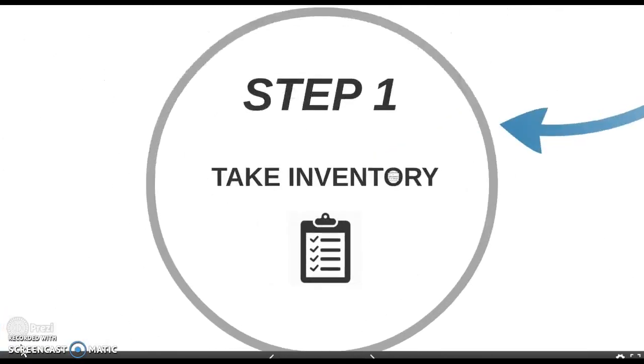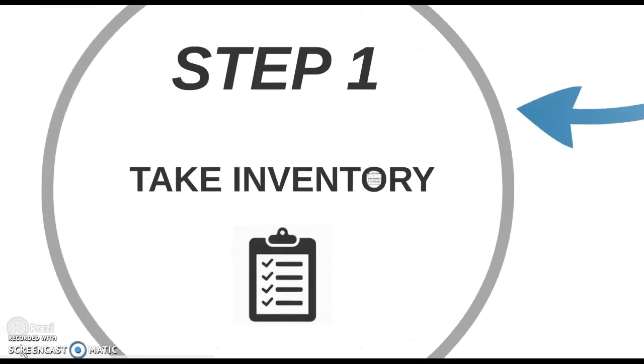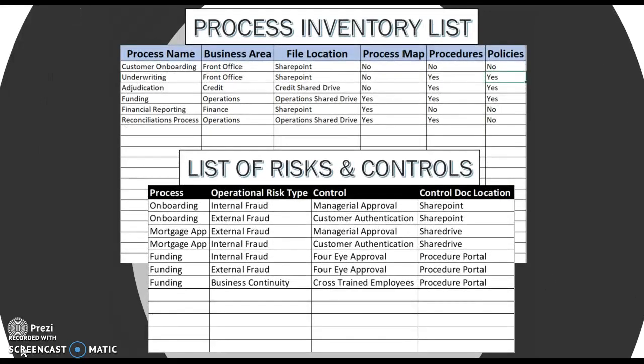Step 1. Take inventory. Take stock of what you have and build lists like these. Collect your process inventory and figure out what sort of process maps you have on hand, if any at all. Do you have any procedures or policies that exist related to the processes that you're looking at? Also, because this is about reducing risk, you want to make a list of all the risks and controls that you have that relate to your existing process. Some of these might exist already, so take stock of what you have.